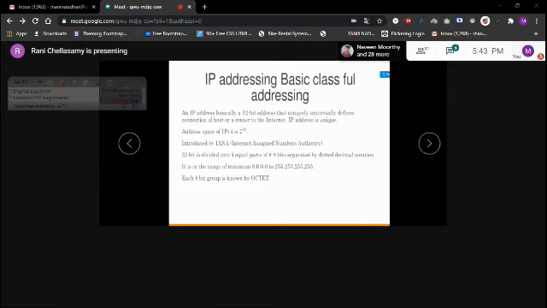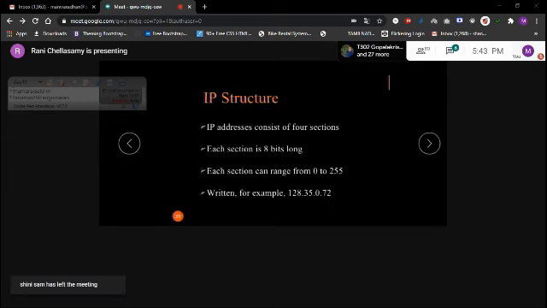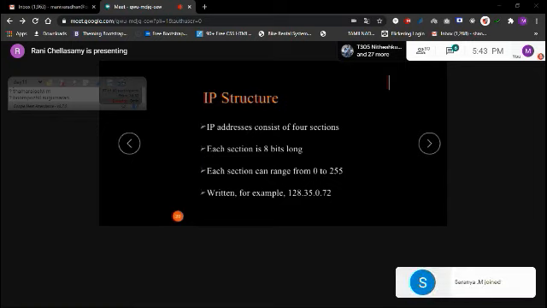The parts included in an IP address are, first, the network part, and second, the host part. So how does an IP address look? The structure has 4 sections. Each section is 8 bits long and can range from 0 to 255. For example, the IP address 128.35.0.7.